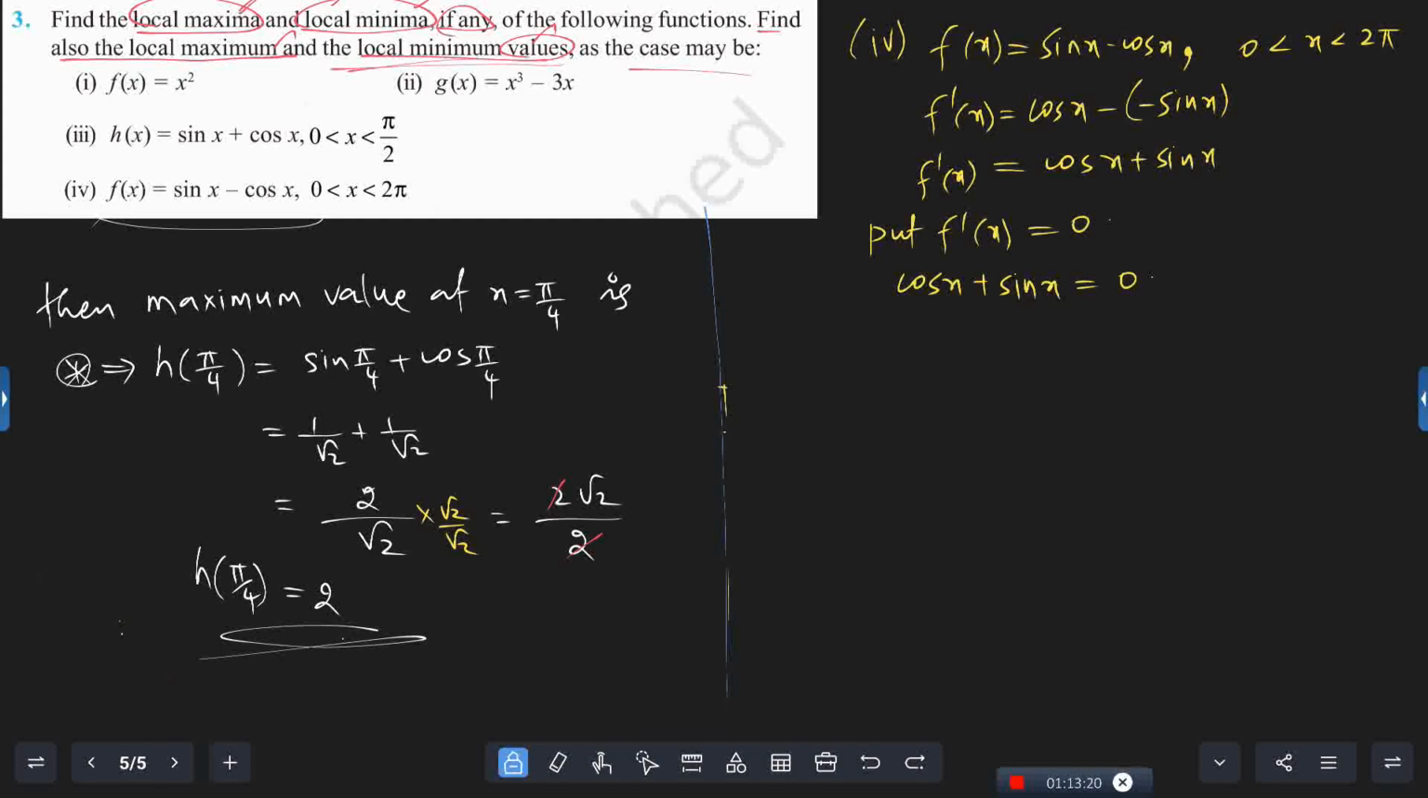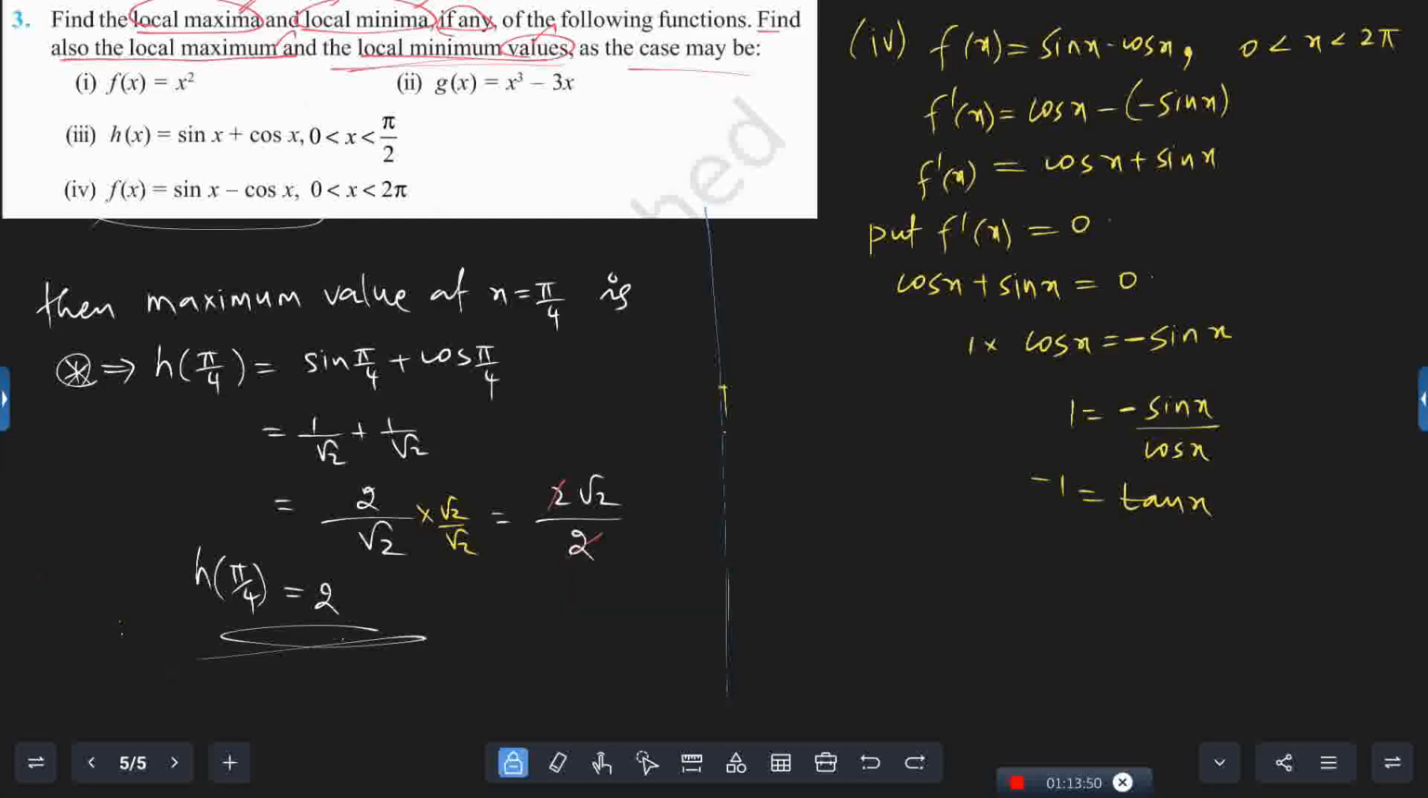To find the x value, you should send one term to the opposite side. If we send sin x across, we get minus sin x, and cos x stays on this side. Then sending cos x across, we get minus sin x divided by cos x. Bringing the minus across, minus 1 equals sin by cos, which is tan.